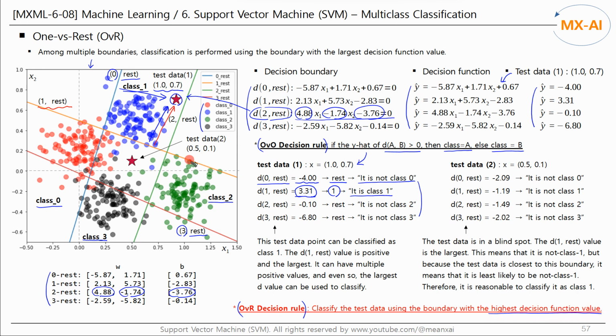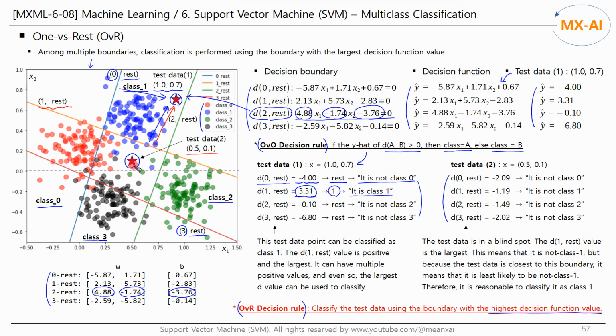Now let's look at test data point 2, located at (0.5, 0.1). When we input this test data point into the decision functions, the outputs of y-hat are as follows. All y-hat values are negative. This is because the test data point is in a blind spot.